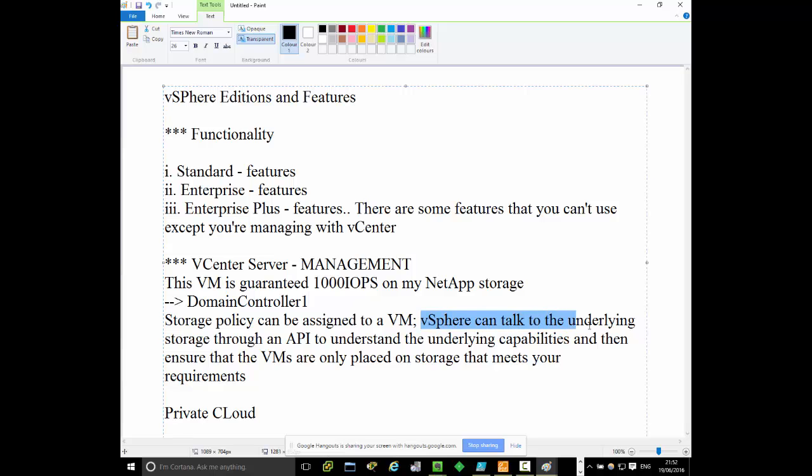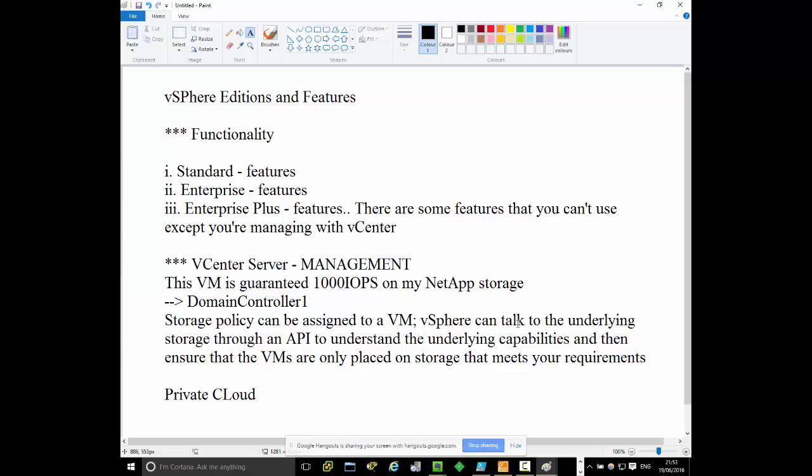So you have this policy on vCenter, you assign it to domain controller 1. vSphere can then talk to the underlying storage. That is, it will talk to the NetApp storage through an API. In other words, the NetApp storage has to understand the language that vCenter is speaking. So this is not supported on all storage systems. You have to check if your storage system supports this. So it will now be assigned to that VM. vSphere can then talk to the underlying storage through an API to understand the underlying capabilities and then ensure that VMs are only placed on storage that meet your requirement. Is that much clearer?